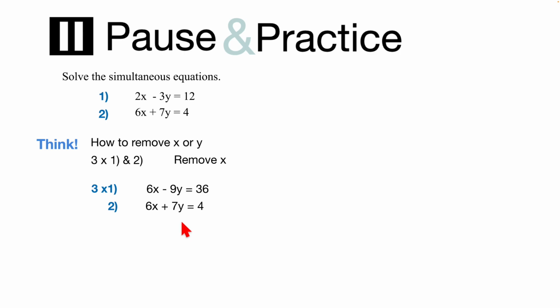What should I do? I could subtract either one from the other. Rightly or wrongly, I'm going to take 2 from number 1 because then I get 32 on this side. So 3 times 1 minus 2. The x's disappear. Obviously, that's the whole point of it. I've got minus 3y minus 7y, so that's minus 16y. 36 minus 4, 32. Right, I feel I've got a negative y coming on here. I'm going to divide by minus 16.